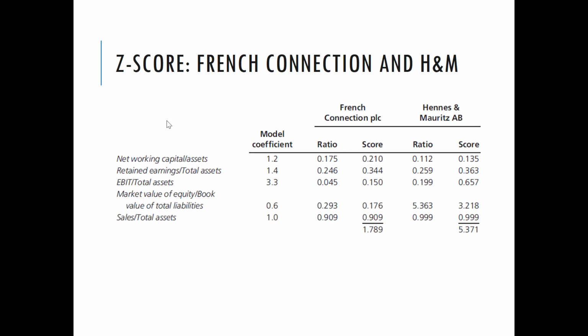French Connection, on the other hand, is below 1.81, so it actually has a probability of going into default. Again, these models are not perfect, but they're a great start to understand the probability in a general sense. Yes? How accurate has it actually been in predicting?